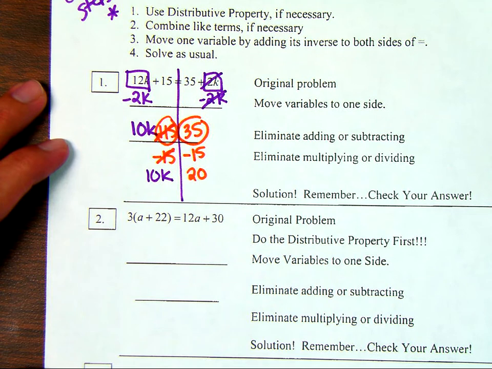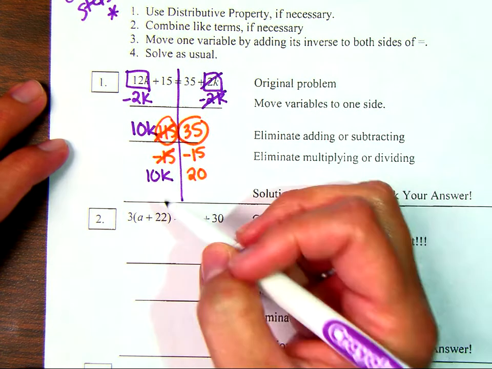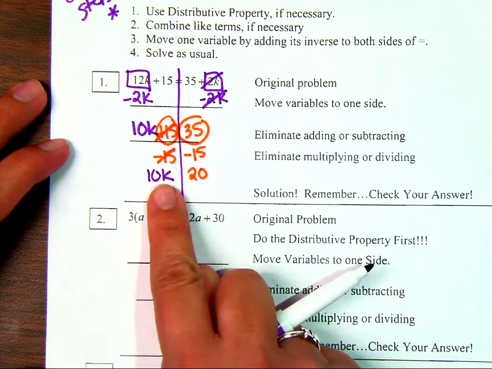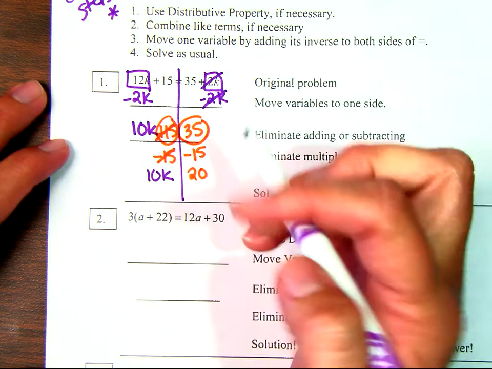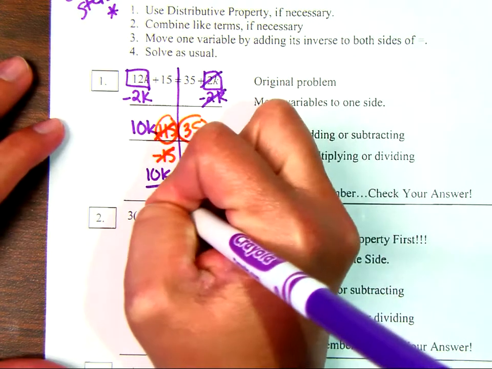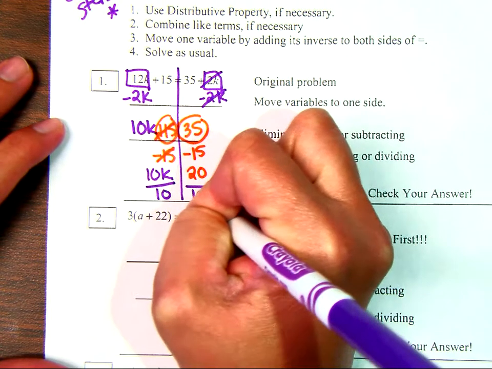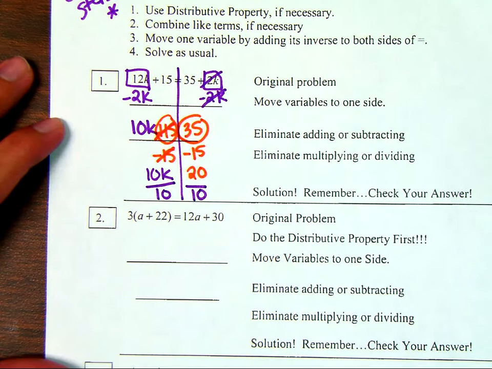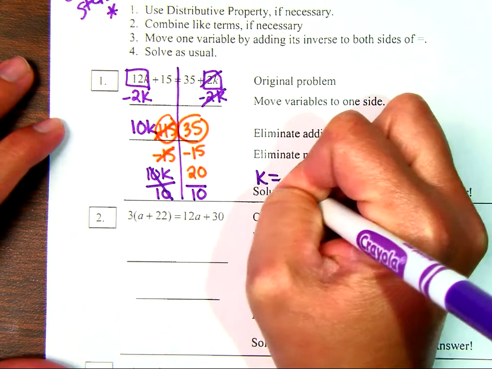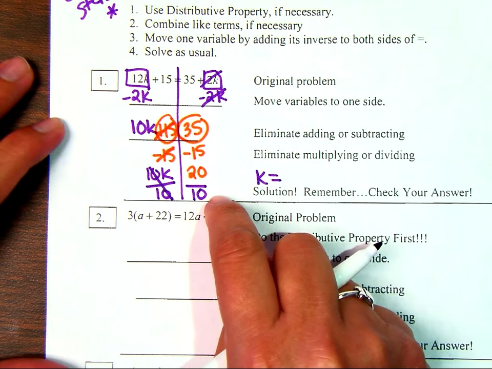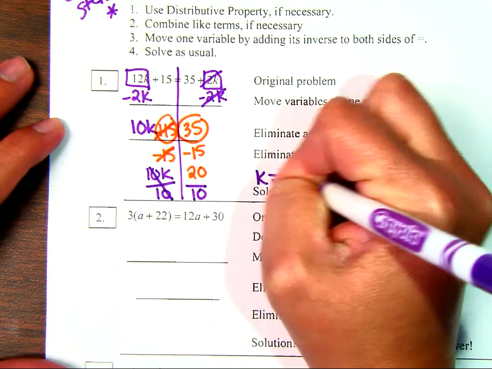If I have 10k and I want these k's by themselves, so 10 k's are sharing 20, I want to know how much 1k is, and some people call it one-ing it out. You want to get that k by itself. We're going to do the opposite of multiplying by 10, which is divide by 10. So k is equal to 20 divided by 10, which is 2.